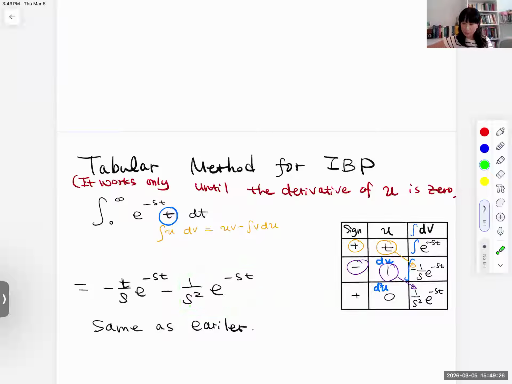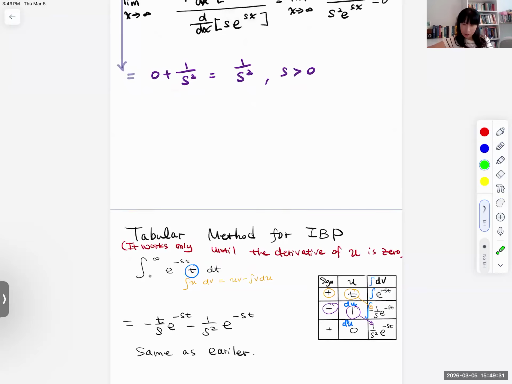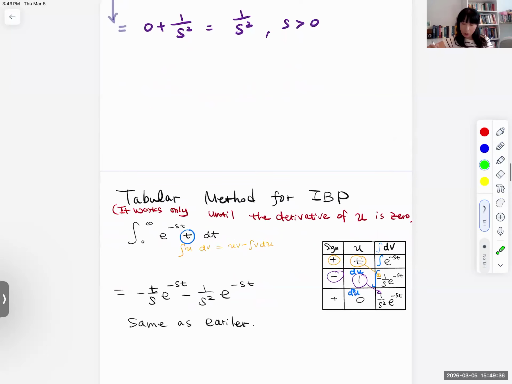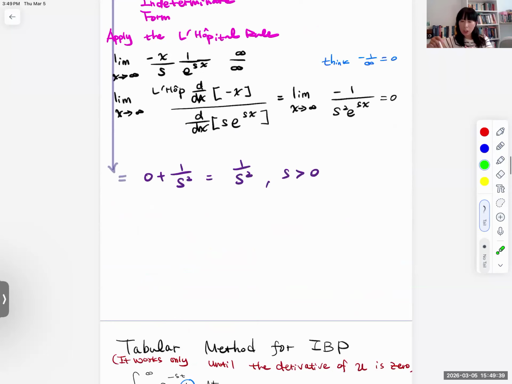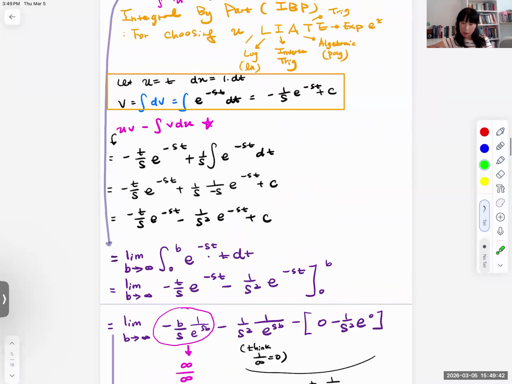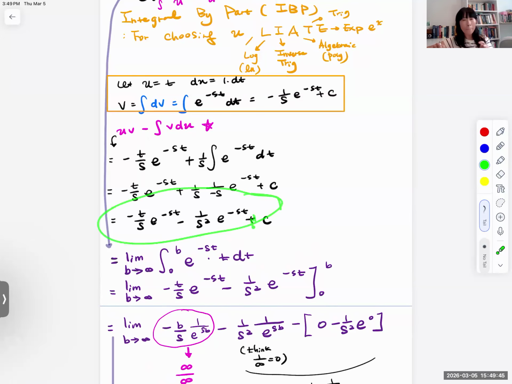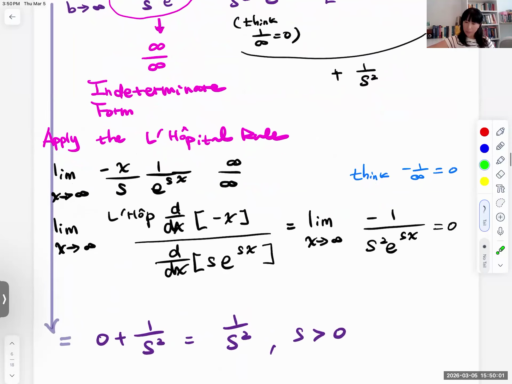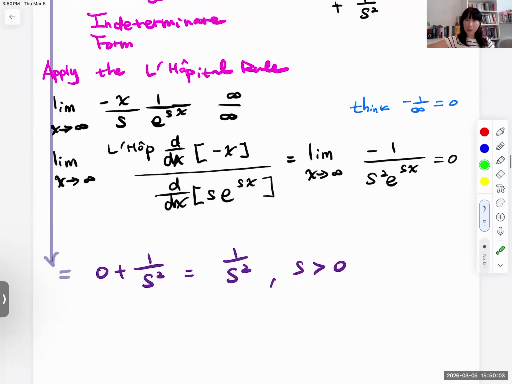So let's compare the answer. Yeah. So this will be like the earlier integration by parts, same as this one. It's up to you. You can use just integration by parts or the tabular method. Okay? Yeah. All right. Any questions? All right, let's move on.